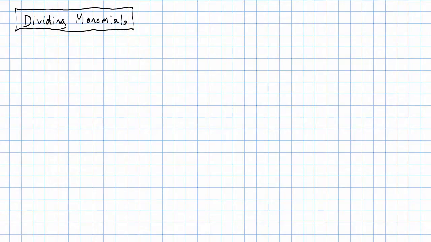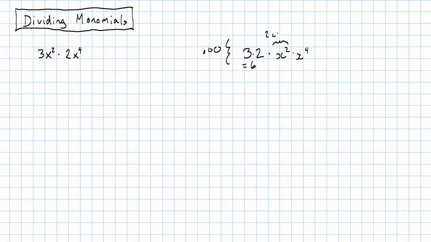We know how to multiply two monomials. We know that when we multiply, for example, 3x squared times 2x to the fourth, we're thinking use the commutative property to put the 3 and the 2 next to each other, and the x squared and the x to the fourth next to each other. And then 3 times 2 is 6, and x squared, that's 2 copies of x.